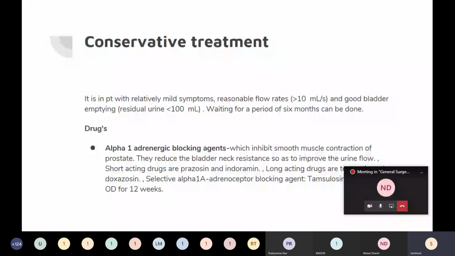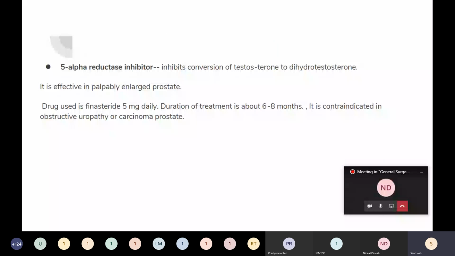Okay, so what are the drugs you will use? You will use alpha 1 adrenergic blocking agents such as prazosin. You can use selective alpha 1 adrenoreceptor blocking agents also, but remember prazosin. And then 5 alpha reductase inhibitor.